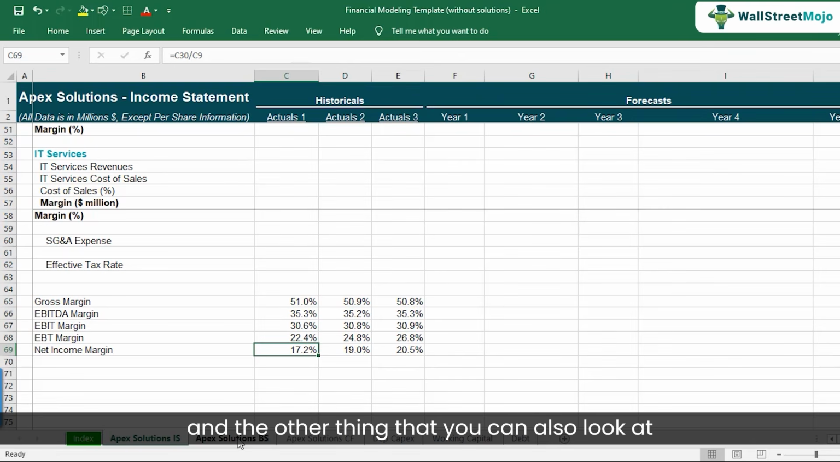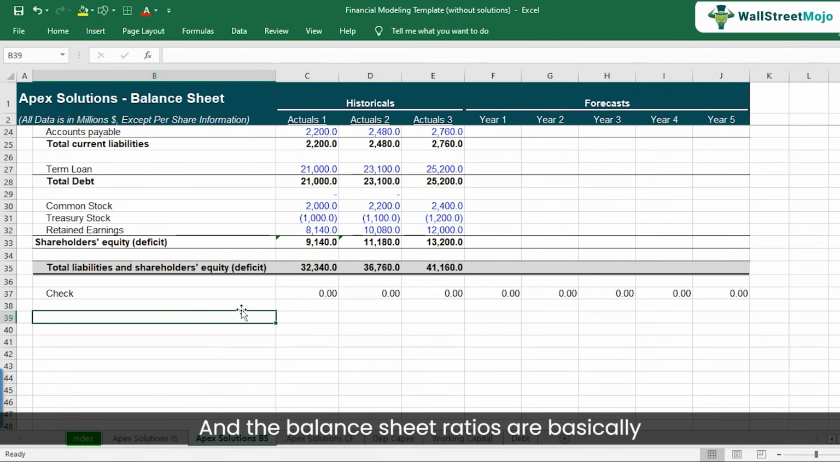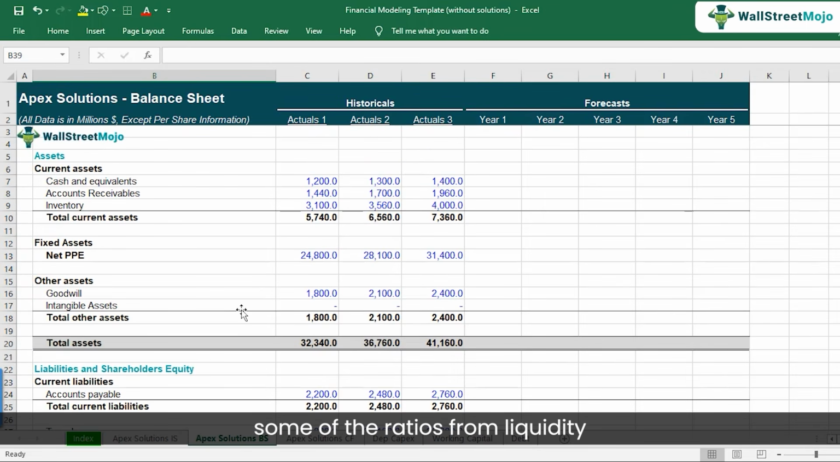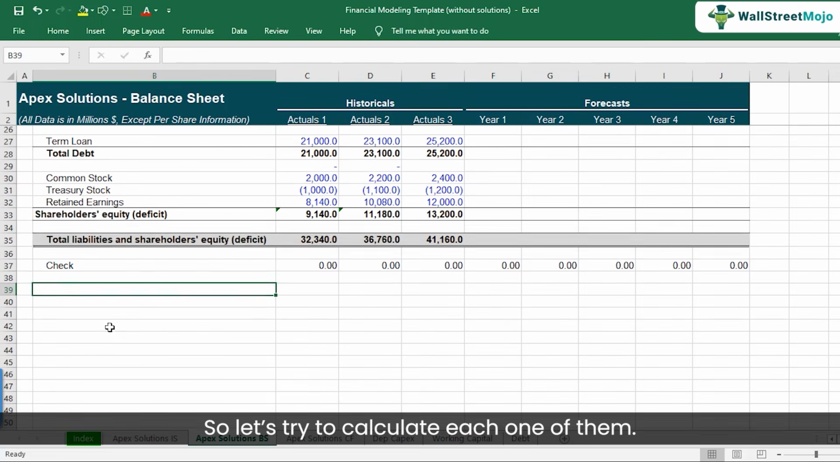So this is one part where we look at the historicals and how it has been performing. The other thing you can look at is the balance sheet ratios. These include liquidity ratios like the current ratio, the quick ratio and the cash ratio. You can also look at leverage, which means the proportion of debt to equity. That will give you how levered the company is, how much it is relying on external debt. You can also look at return on equity, or ROE. Let's try to calculate each one of them.